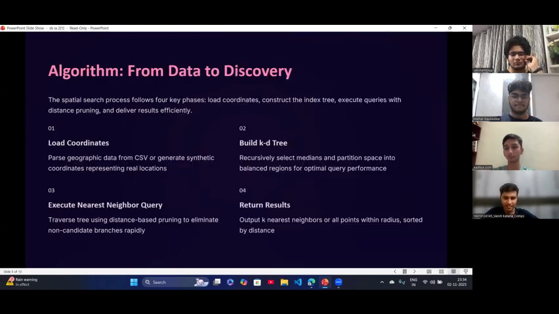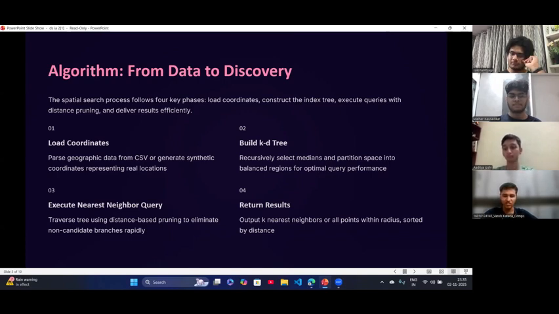Okay, so in this slide, we'll talk about the data flow. Our algorithm follows four key phases, as shown on this slide. First, we load coordinates. We wrote code to either parse geographic data from a CSV file or, for testing, generate thousands of synthetic random coordinates.